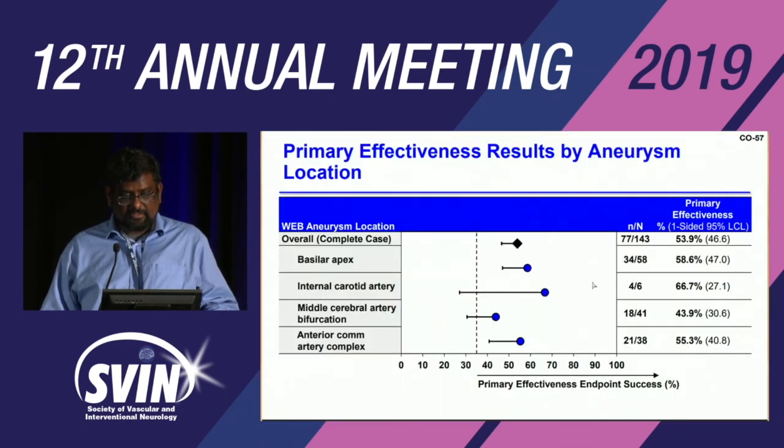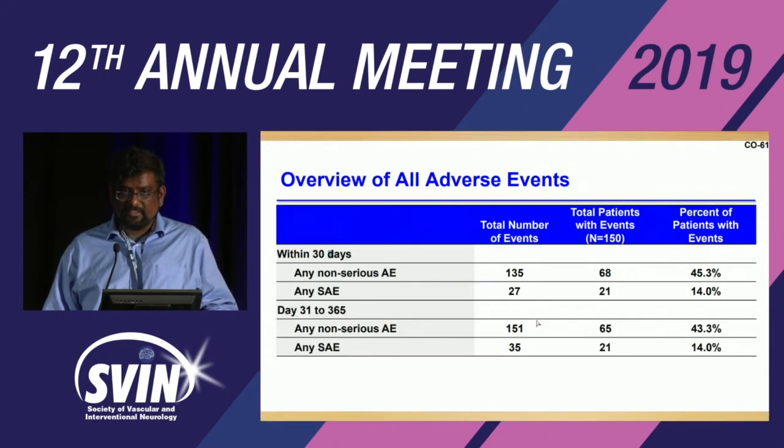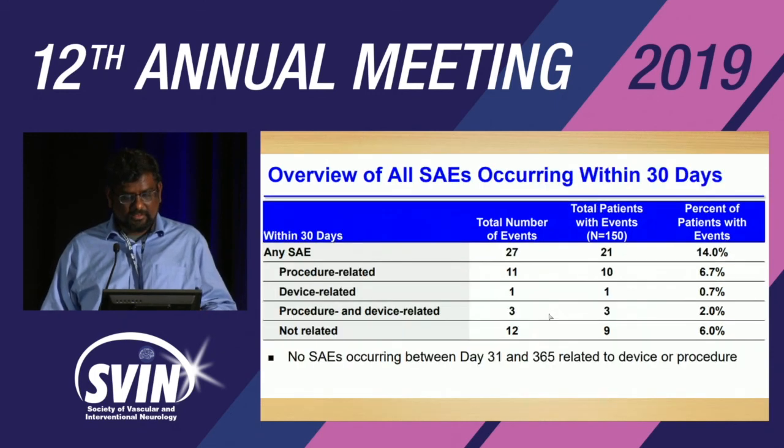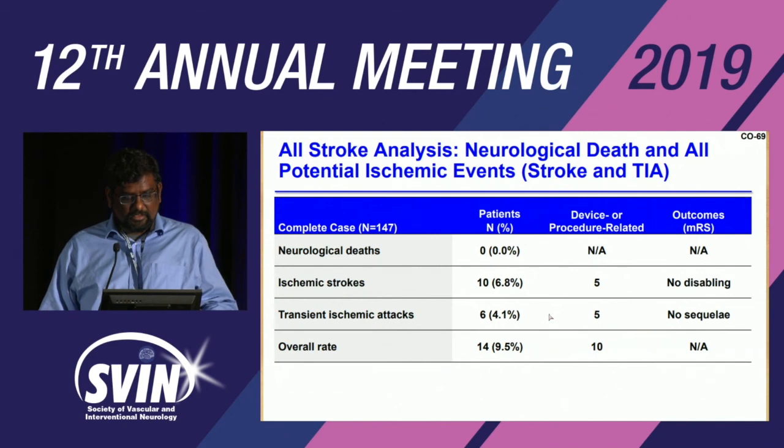And if we look at the effectiveness results by aneurysm location, it's very effective for basilar apex, ICA, ACOM, a little less for MCA. MCAs tend to be much more complex than what we even consider them to be on angiography. So there have been no deaths from the device. It says here there's a 6.8% ischemic stroke rate, but really there's just one patient who had a disabling stroke.